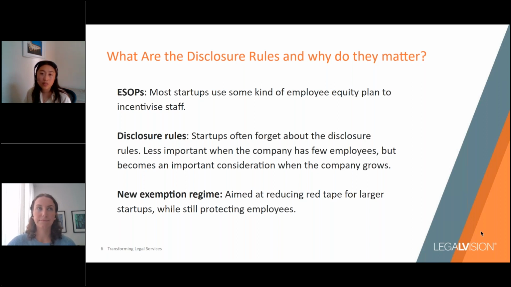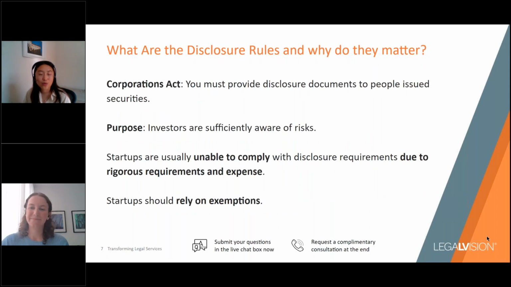And then the bulk of this presentation will be focused on the new disclosure exemptions which were introduced into law last year. These changes were aimed at reducing red tape for larger startups who can no longer rely on simpler exemptions. These changes make it easier for startups with a larger number of staff to comply with the disclosure rules, provided that the offers are structured in a way that still protects employees and provides them with the necessary information to make an informed decision to take equity in a company. I'll now throw to Zoe, who will explain in greater detail what the disclosure rules are that apply to companies and what they actually require.